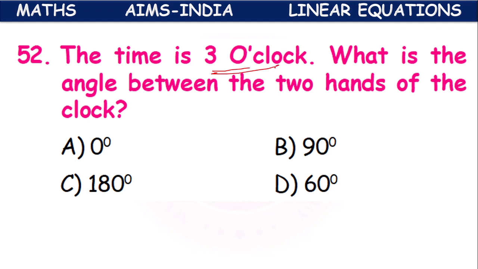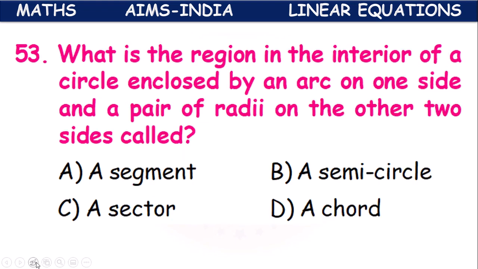The time is 3 o'clock. What is the angle between the two hands of the clock? Time is 3 o'clock, which means the minutes hand will be at 12 and the hours hand will be at 3. They are not considering the seconds hand. At this time, what will be the angle between the hands? 90 degrees. So they are at right angle to each other. Next slide.